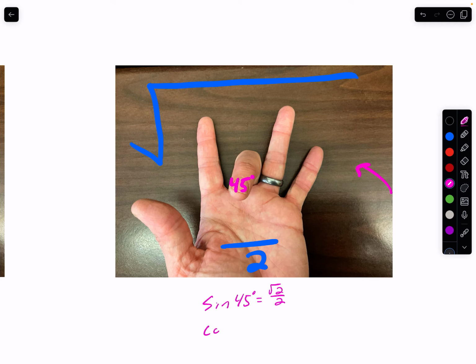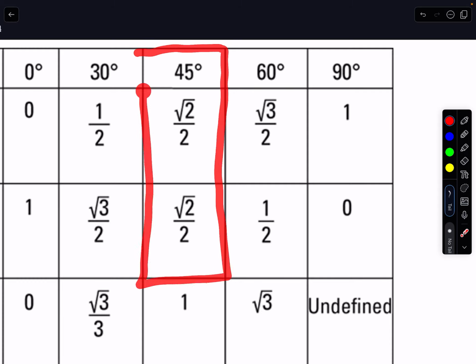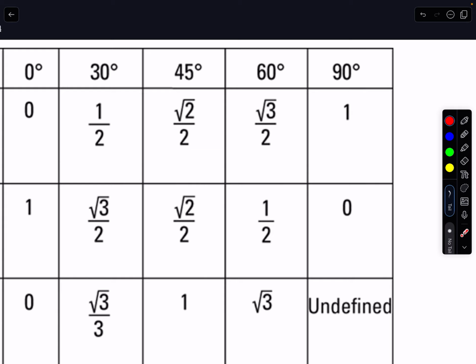And notice if I want to know, what's the cosine of 45 degrees? Now I have 1, 2 fingers up. So I would say the square root of 2 over 2. And that cannot be simplified. So if I go back to the table now, you can see here that at 45 degrees, both sine and cosine have radical 2 over 2.